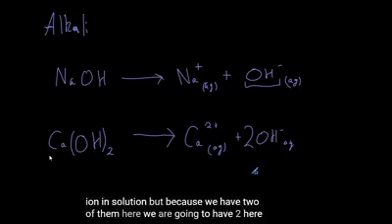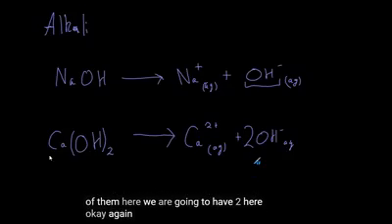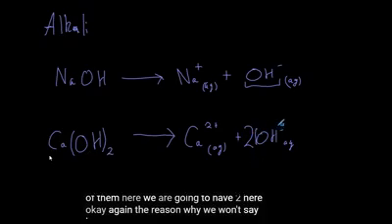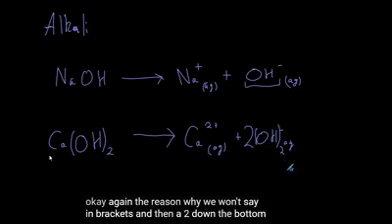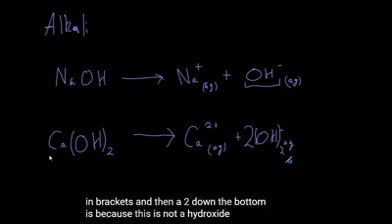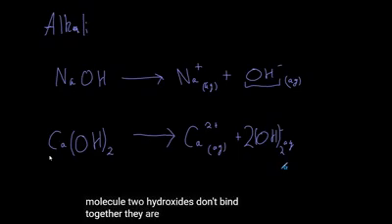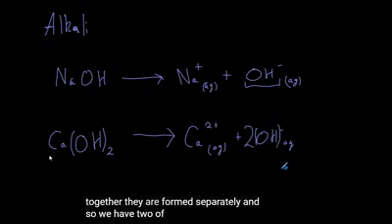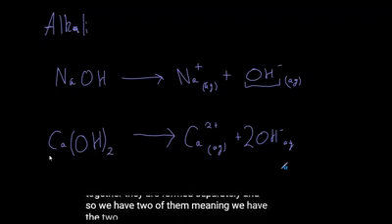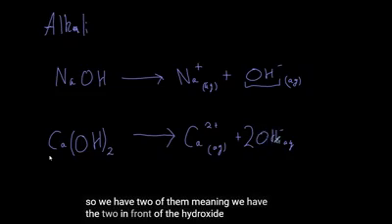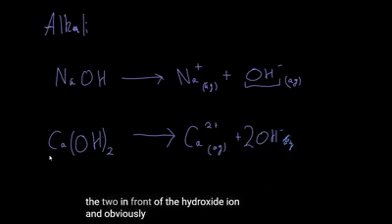2 here. Okay? Again, the reason why we won't say in brackets and then a 2 down the bottom is because this is not a hydroxide molecule. 2 hydroxides don't bind together, they are formed separately, and so we have 2 of them, meaning we have the 2 in front of the hydroxide ion, and obviously brackets around there.